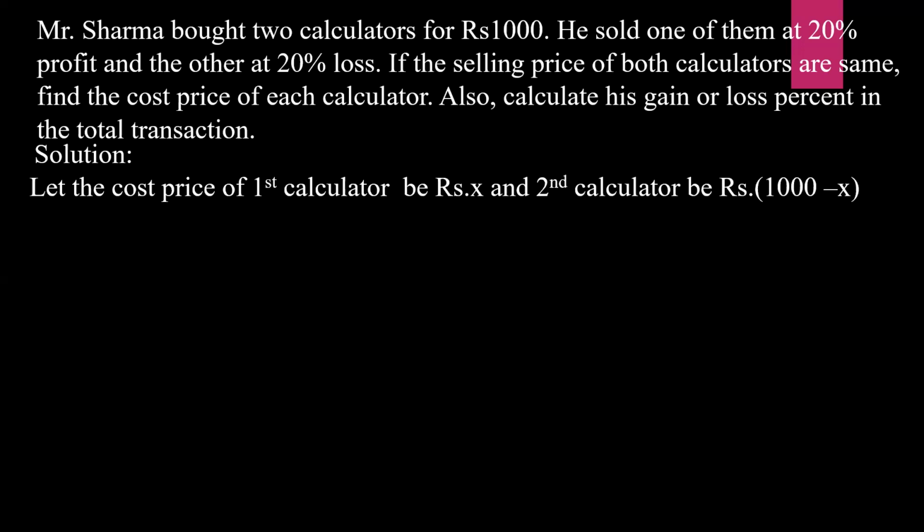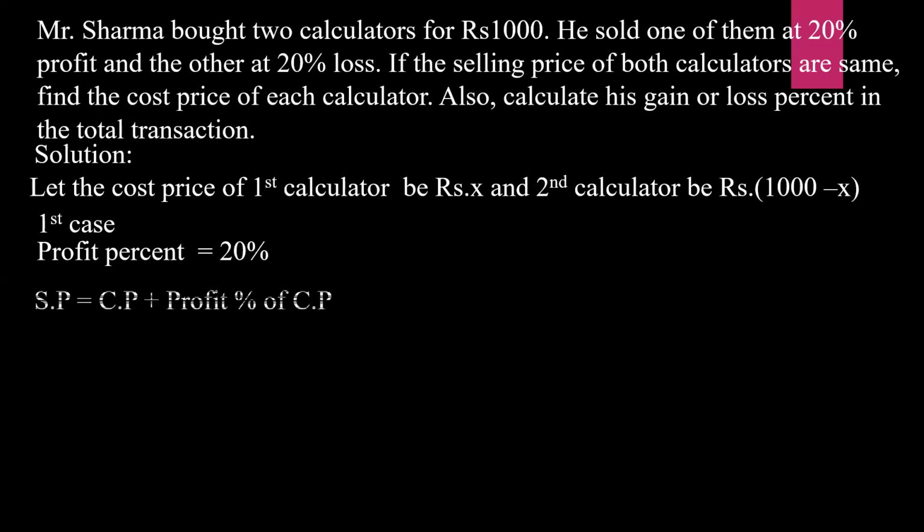We are just making the first x, and if you subtract it from 1000, we'll get the cost price of the second calculator. Now let's talk about the first case. Can you look closely at what is given in the first case? For the first calculator, the profit percent is 20%, and CP is already given as x, so we can use the formula of SP. We know that SP is CP plus profit percent of CP. And remember, we have supposed the cost price as x.